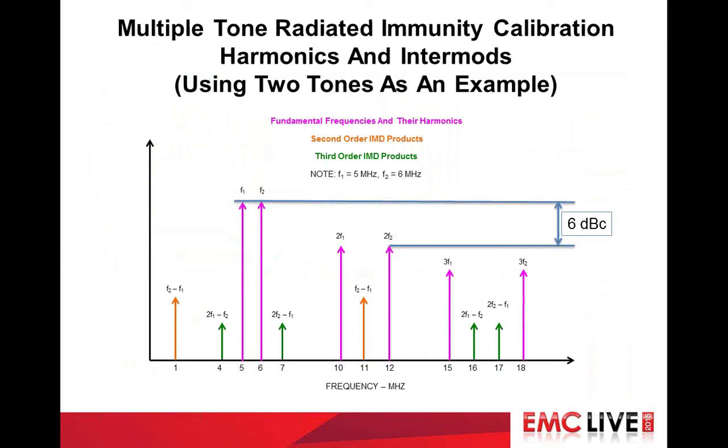This diagram demonstrates how harmonics and intermods are generated using two tones. The software needs to set the power level for each of the tones based on the first part of the calibration. Once the power level is set, the intermods around the two fundamental tones will be checked. Intermods and harmonics should not be higher than 6 dBc from the fundamental tone. Next, the second order intermod and harmonics are checked, followed by the third order intermods and harmonics.